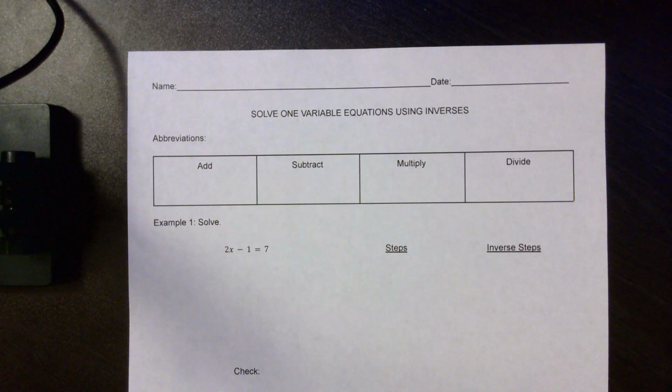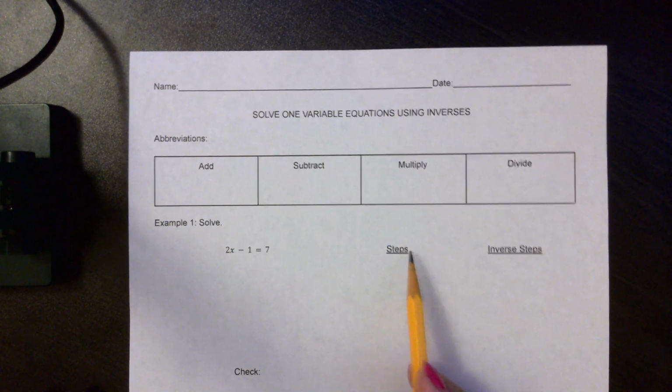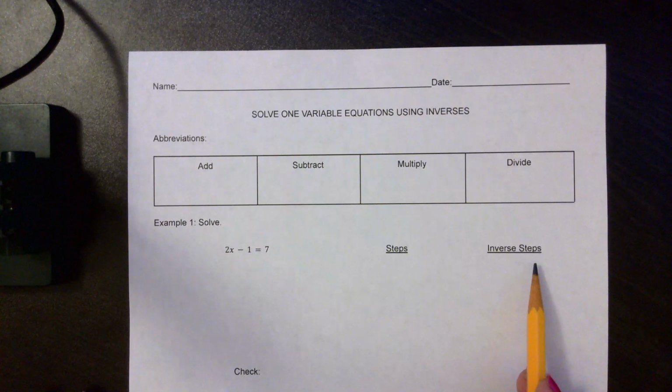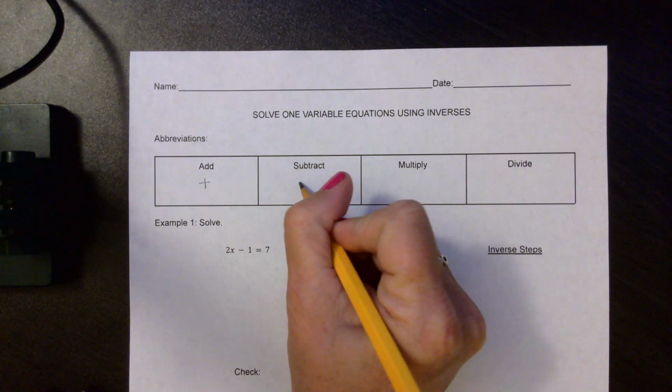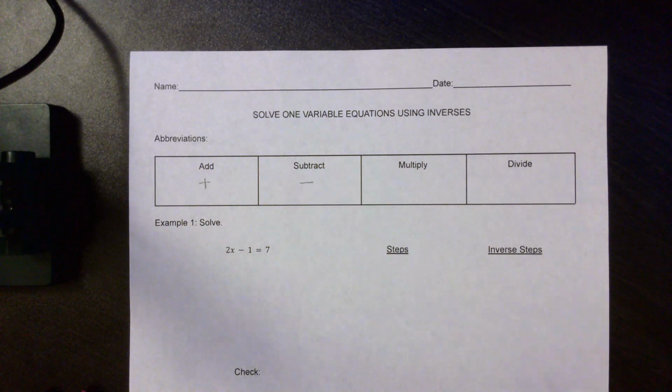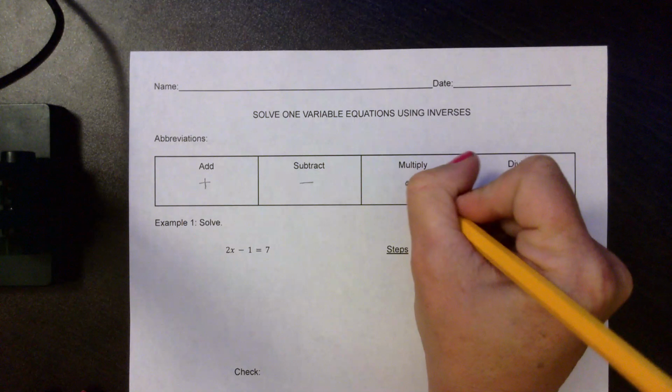So we had to write out a lot of the words before in our steps and our inverse steps, and I'm going to allow you to use some abbreviations now. So again, this is just in the steps and the inverse steps section, but for add, we're going to use plus. For subtract, we're going to use minus. For multiply, I'm going to use the multiply dot.